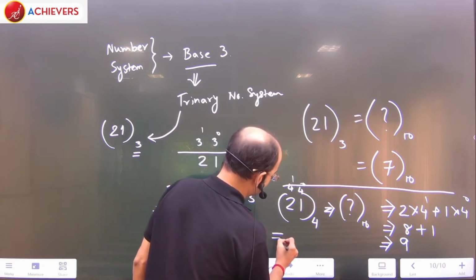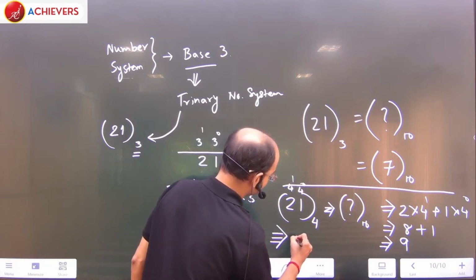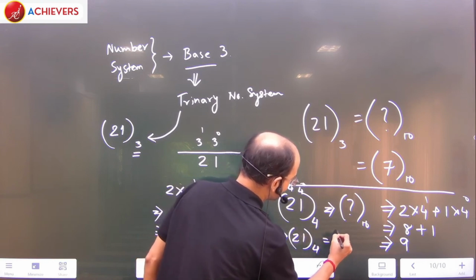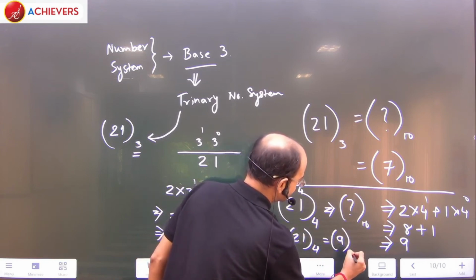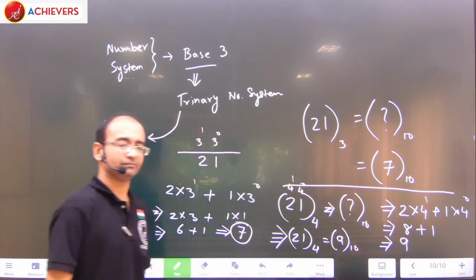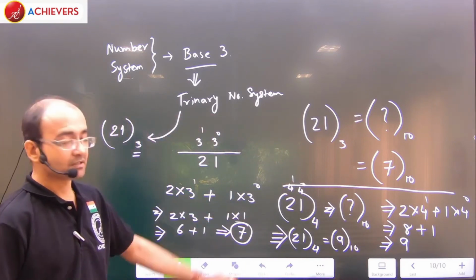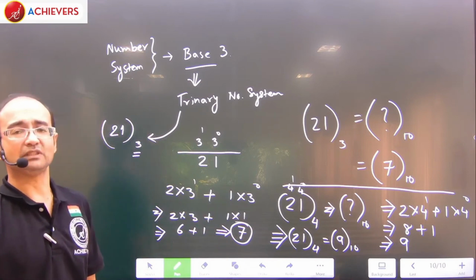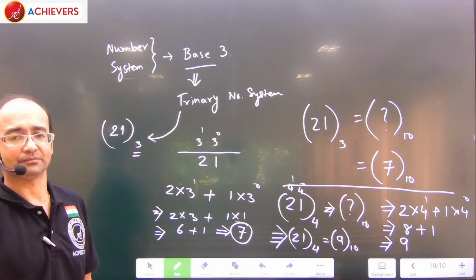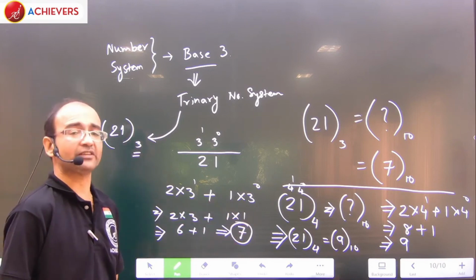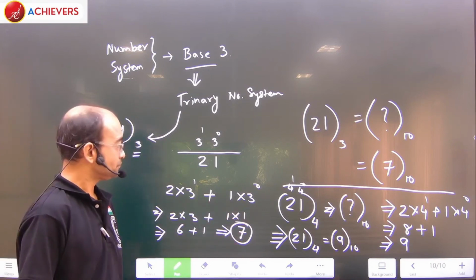So this can be represented as 21 base 4 equals 9 in decimal. So 21 base 4 equals 9 base 10. So that is the equivalent decimal based on the tetranary number system.